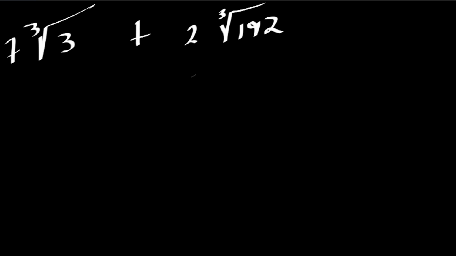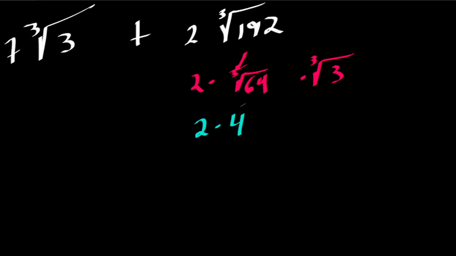So let's focus on 2 times the cube root of 192. All right, the biggest perfect cube that divides 192 would be 64, and then that would leave us with 64 times 3. So now we can do the cube root of 64, which is 4. My bad. Getting my cube roots and my square roots mixed up. All right, so now we have 2 times 4, cube root 3, which gives us 8 cube root 3.